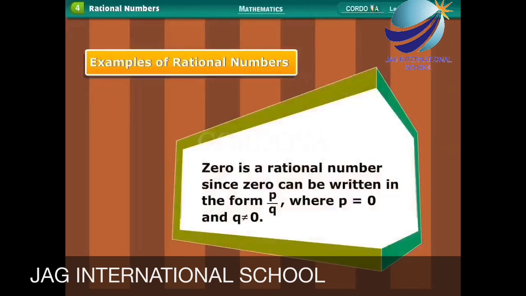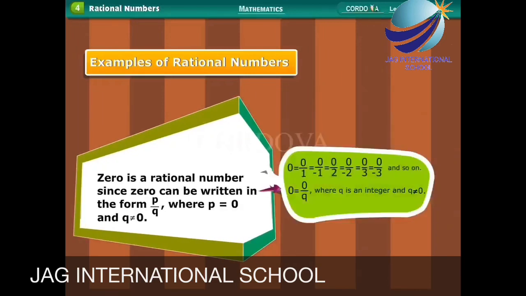0 is a rational number since 0 can be written in the form p upon q, where p equal to 0 and q not equal to 0. 0 is equal to 0 upon 1, equal to 0 upon -1, equal to 0 upon 2, equal to 0 upon -2, equal to 0 upon 3, equal to 0 upon -3, and so on. This implies 0 is equal to 0 upon q, where q is an integer and q not equal to 0.